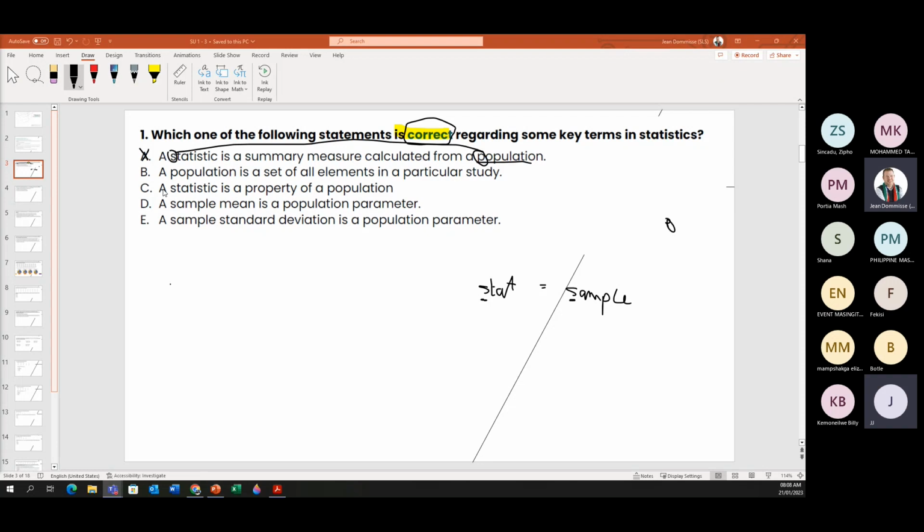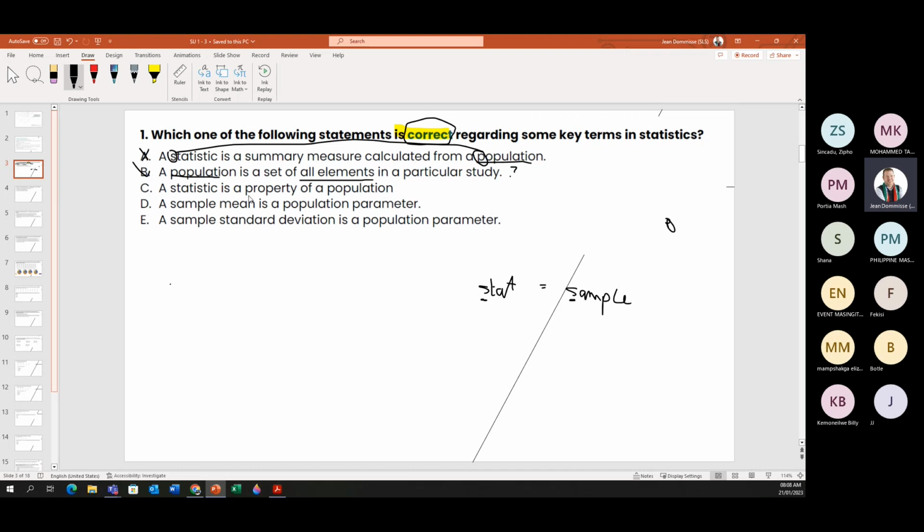A population is a set of all elements in a particular study. That could be right. A population is definitely a set of all elements in a particular study. If you're looking at a subset, then it would have been a sample. So that one is definitely correct. Let's just look at some of the others.